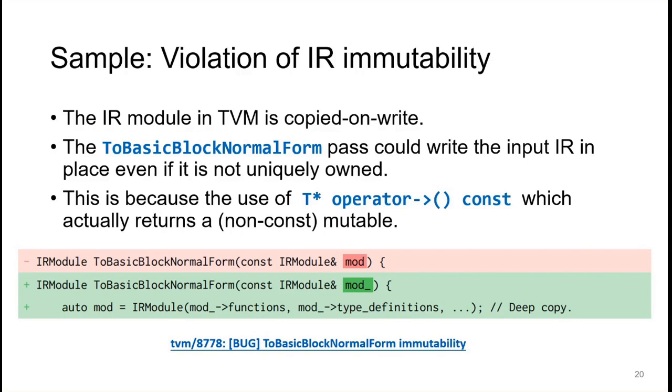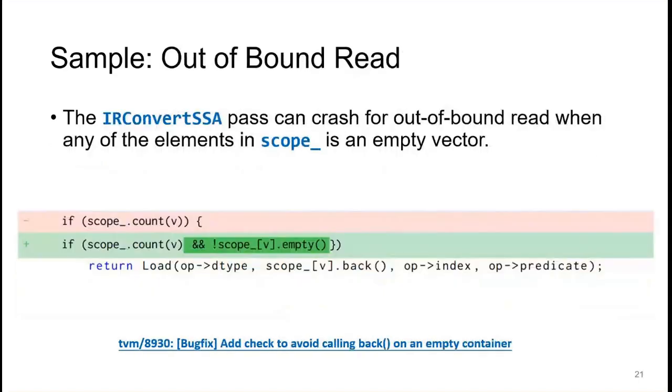We found the root cause is that this pass bypasses the copy-on-write class methods by using its pointer to perform in-place changes, which apparently violates the copy-on-write convention. As another example, the SSA conversion pass did not carefully check if a vector element is empty or not, and this could result in an out-of-bound read, causing the compiler to crash.